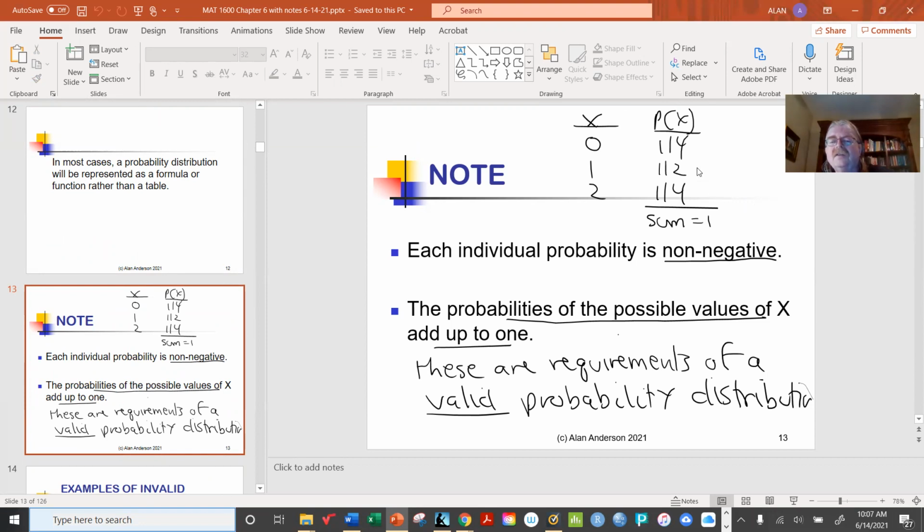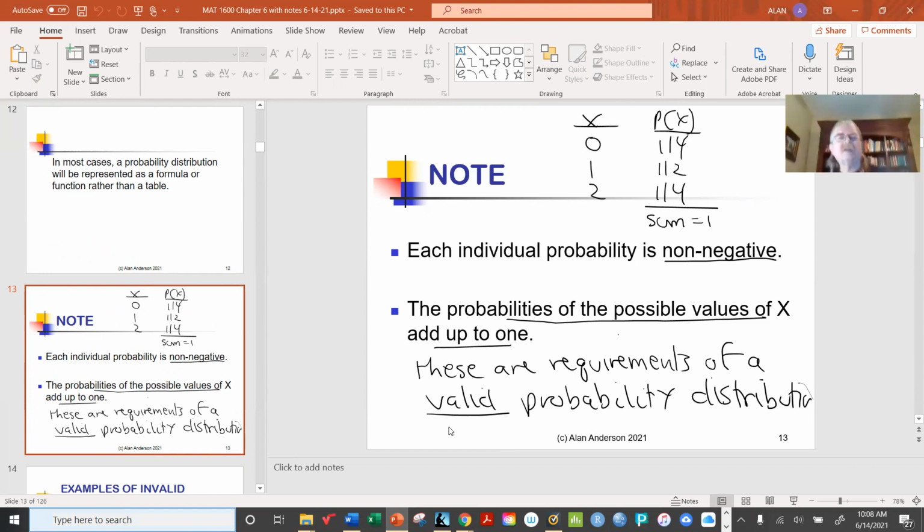Number one, each individual probability has to be non-negative. It can be 0, but it can't be negative, and then they all have to add up to 1. So that means, in other words, each of these individual probabilities is bounded between 0 and 1.